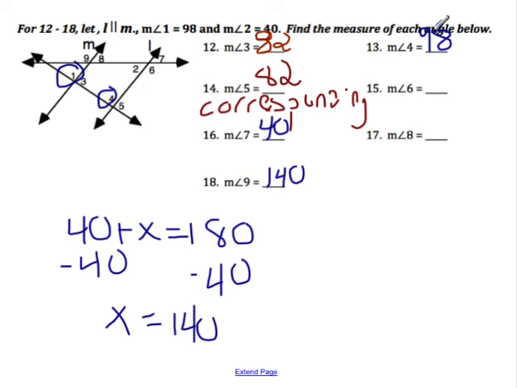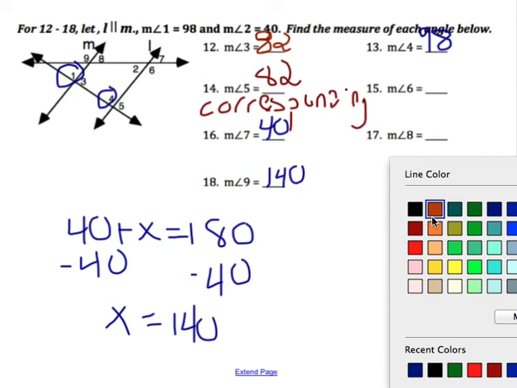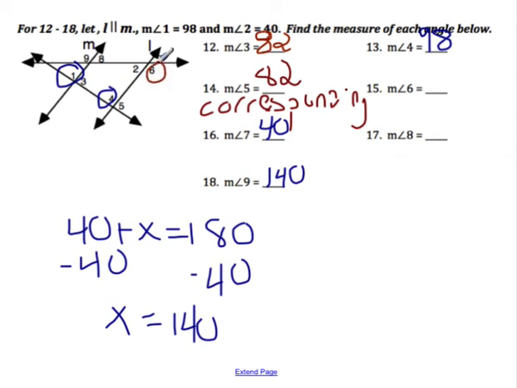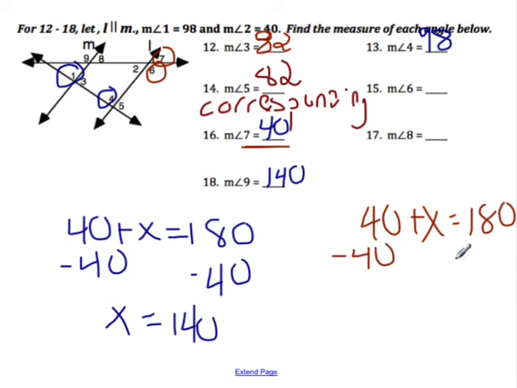Let's take a look at the measure of angle 6. What do we know about the measure of angle 6? Well, I know that it forms a line with the measure of angle 7. The measure of angle 7, if we go look, is 40. So 40 plus the measure of angle 6 needs to add up to 180. So again, subtract 40 from both sides, and we get that x is equal to 140. So the measure of this angle is 140.